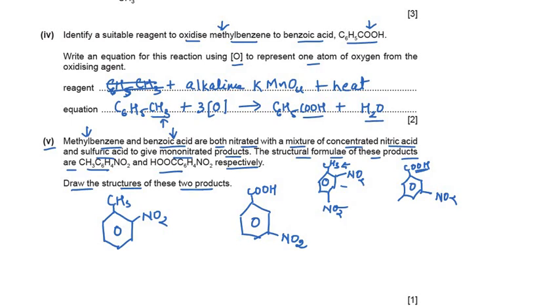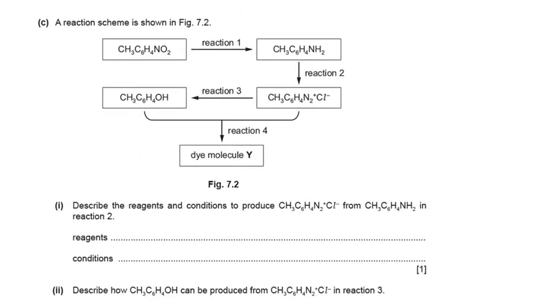So let's go ahead with the next part itself, where the C part shows a reaction scheme in figure 7.2, where again we are starting with the nitro substituted methyl benzene. In reaction 1, it changes to amine. Here you can see that the nitro changes to an amine group, and this amine then in reaction 2 is changed to a diazonium chloride ion. That is again changed to a phenol group of the same methyl benzene, and in reaction 4 a dye is formed with the structure Y.